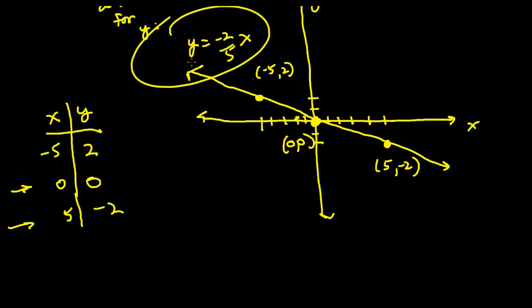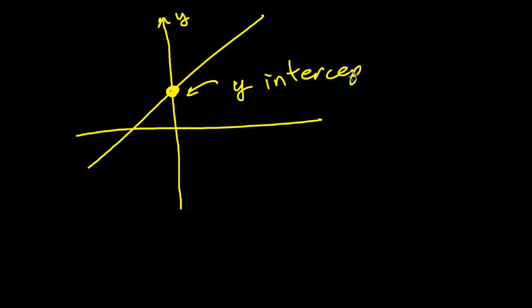Example 4 and 5, the book asks us to graph using intercepts. Now let's talk about intercepts. Intercepts are nothing more than where the line intersects the coordinate axes. If I've got a line drawn in a coordinate axis, this point here is what we call the y-intercept, because that is where the line intersects the y-axis.